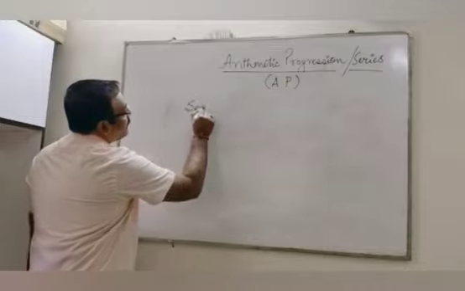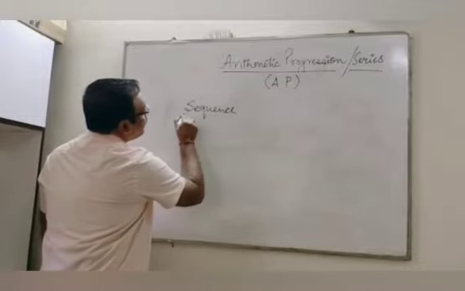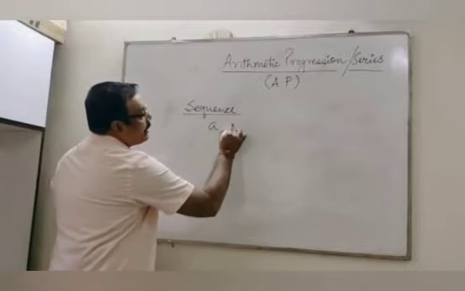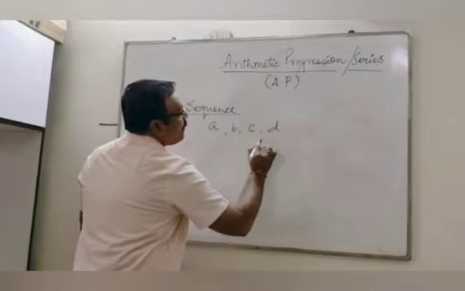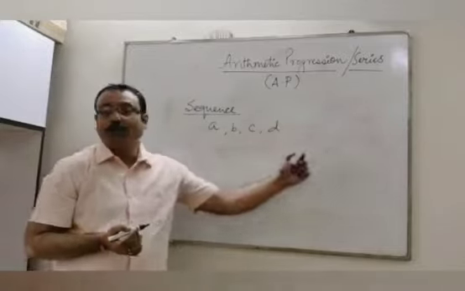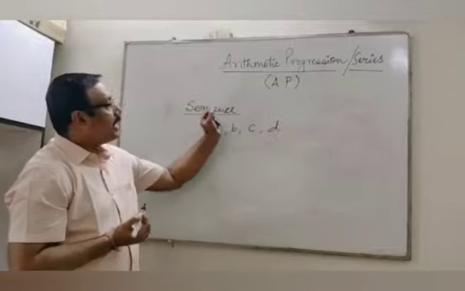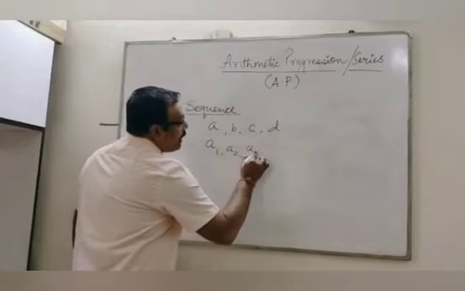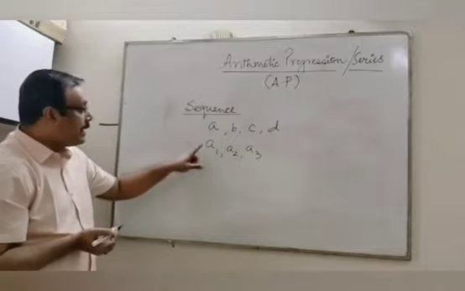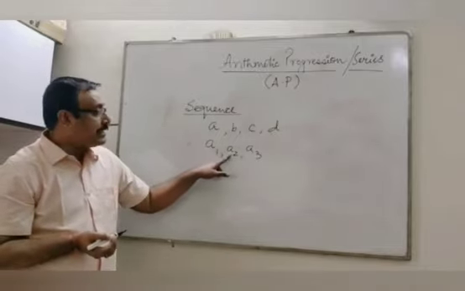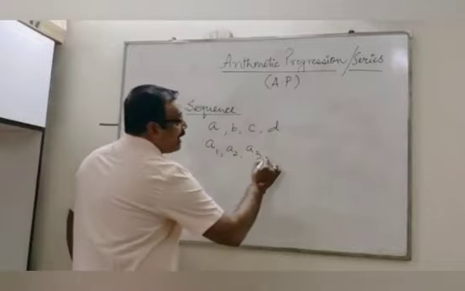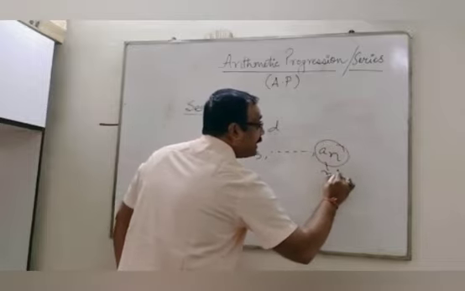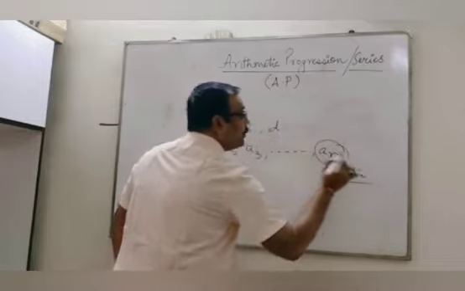First term is, say, sequence. Now what is a sequence? A sequence is numbers arranged in some order. Say A, B, C, D, these are numbers, we have arranged them in a particular order, so they are called a sequence. Say if I write it like this, A1, A2, A3. What do these A1, A2, A3 indicate? A1 indicates the first term, A2 indicates the second term, A3 indicates the third term, and like this if we go up to the nth term, this indicates the nth term of this particular sequence.